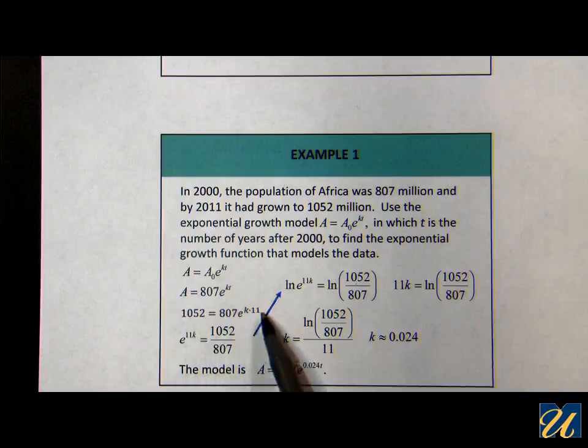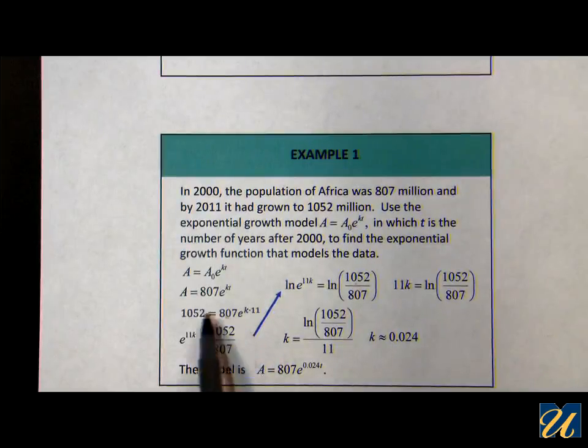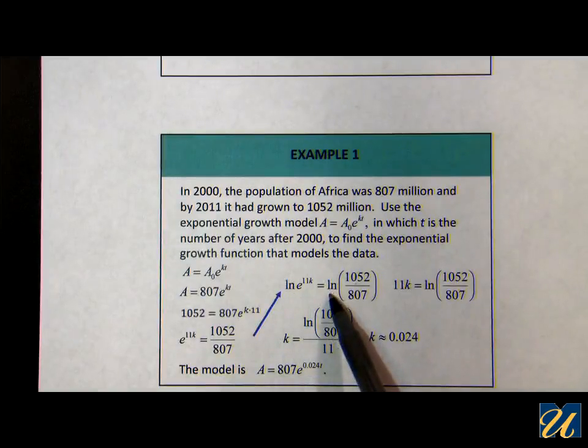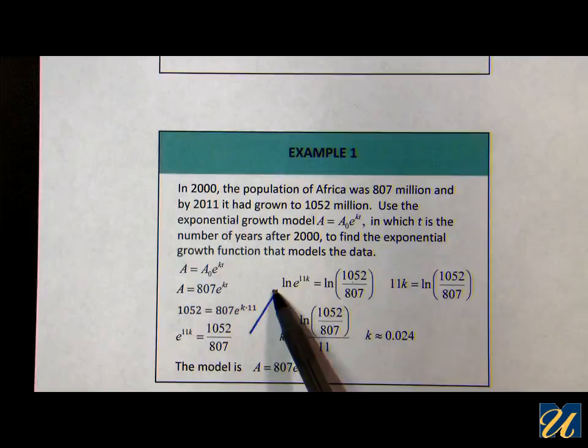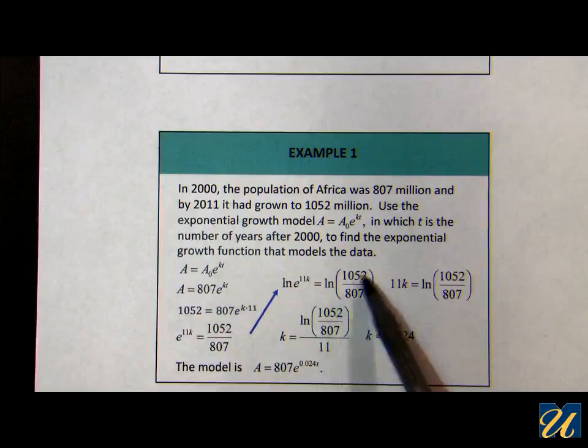So we substitute 11 for t and 1052 for A, and we solve the exponential equation. First, isolate the exponential by dividing both sides by the initial quantity, and then by taking the logarithm of both sides. On the left, you take the power property, in which case the 11k comes in front, and on the right side then, we have the log of that ratio. And then, solving for k, we end up with approximately 0.024 to 3 decimal places.